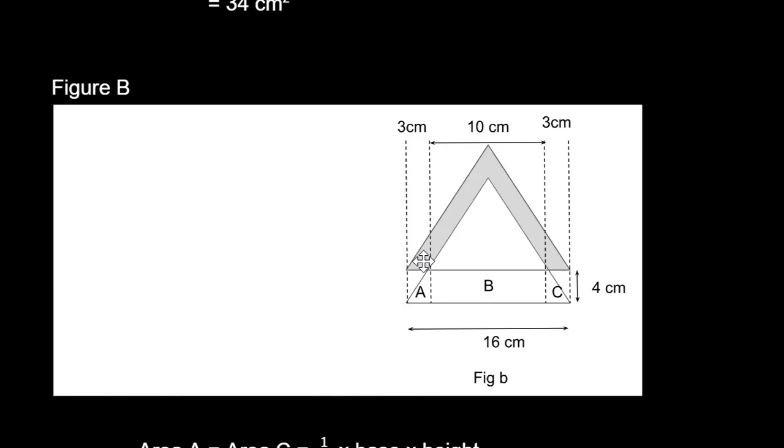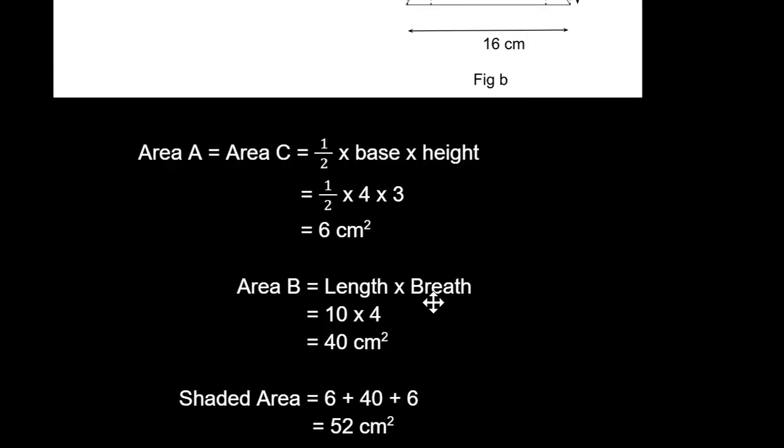So from this diagram itself, we can clearly see that A and C are triangles of the same size, which means that the base is 3 centimeters, the height is 4 centimeters. Hence, we can say area A equals area C, which is half base times height, equal to half times 4 times 3, or equal to 6 centimeters square.